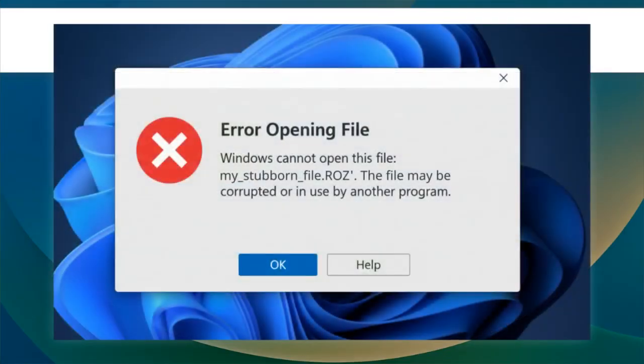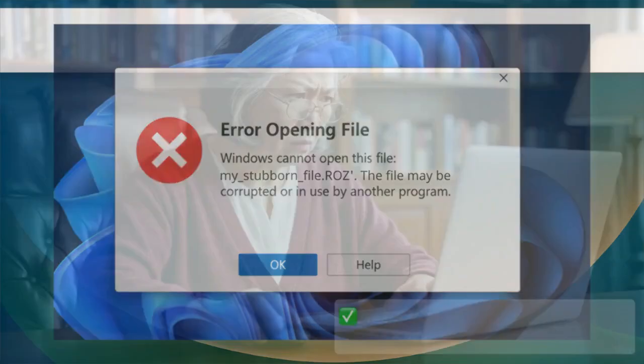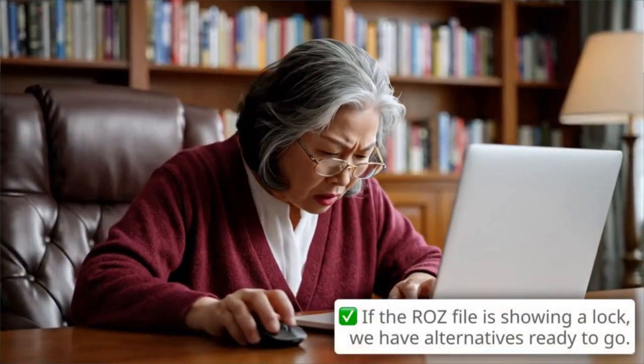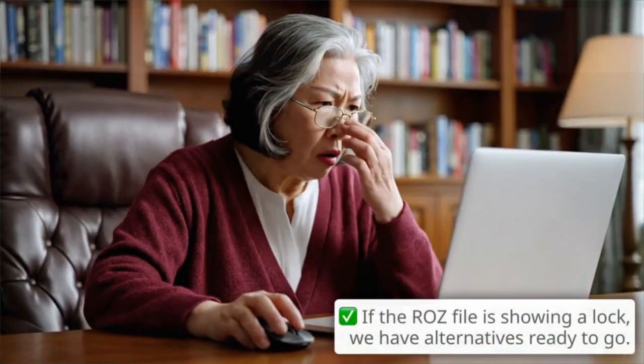If you cannot access the ROZ file, no problem. Every failure has a cause. Here are the common technical reasons why your system is failing to correctly parse the ROZ format.